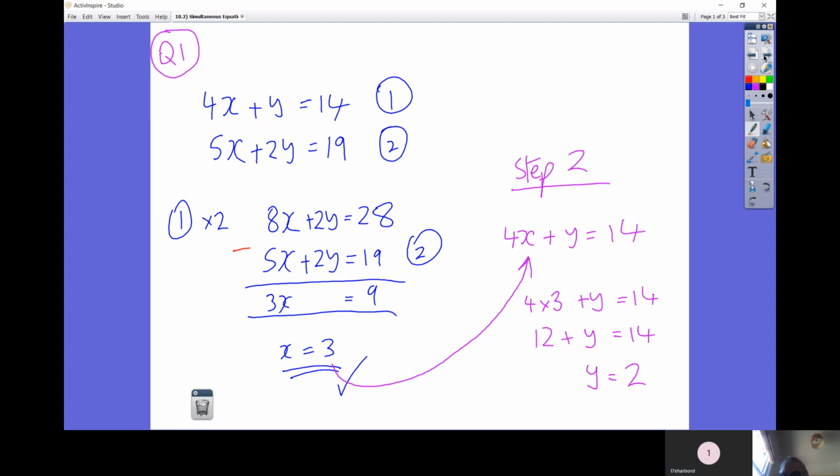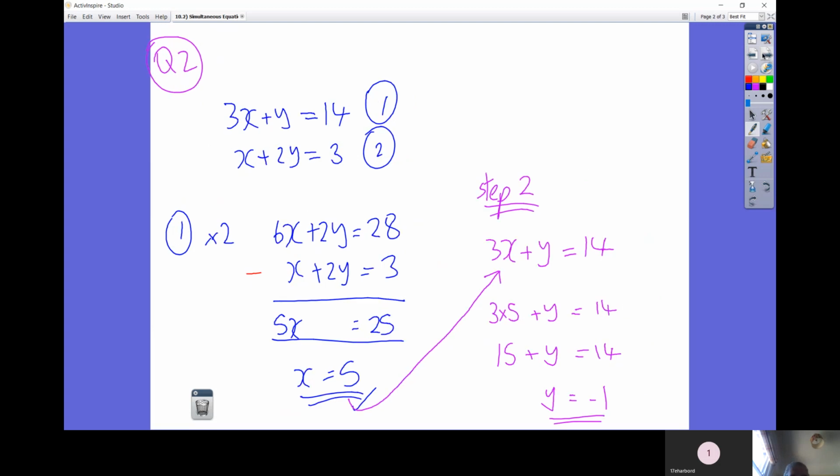Let's go on to question 2. So again, you were very successful. You got the blue bit all right, so I won't spend too long on that. You took your equation number 1 and you doubled it. You then took away equation number 2, giving you 5x is 25, giving you x equals 5.